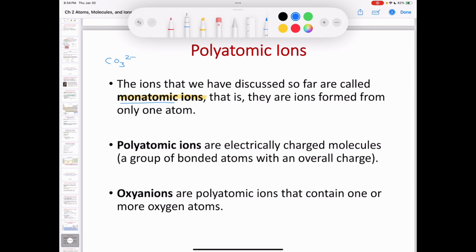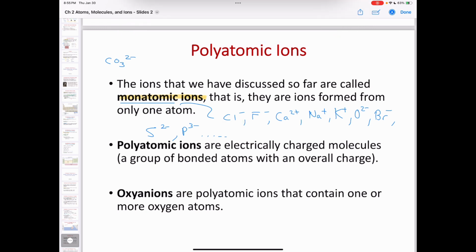And so monatomic would mean things like Cl minus ion, F minus ion, Ca2 plus, sodium plus, potassium plus, O2 minus, Br minus, S2 minus, P3 minus, and so on and so forth. These all only involve one atom: a chlorine, a fluorine, a calcium, a sodium, etc.